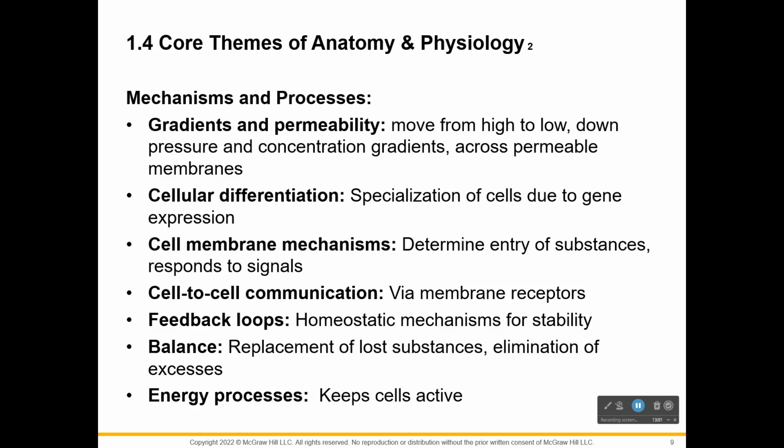Feedback loops, oh my gosh, star that. That is how we maintain homeostasis. Balance is we've got to replace anything lost. So if you're losing a lot of water, you become dehydrated and you need to replace the water that you lost. And if you have too much water, right, you need to get rid of any excess. So you might have more urination.